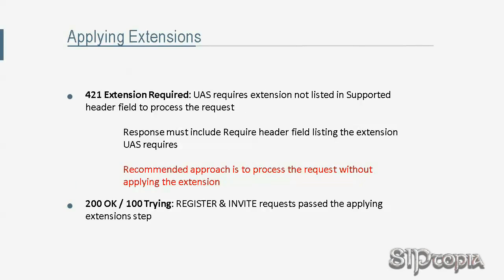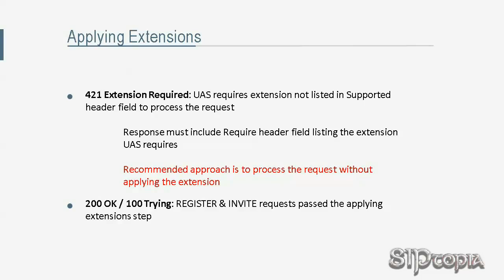As we have seen multiple times already, a user agent client could include a Require header field to list the extensions it has to have applied to successfully communicate. It is also possible that the user agent server has to have certain extensions applied in order to properly process a request. It gets a little trickier on the user agent server side though. If the user agent server wants to apply such an extension, that extension must be listed in the Supported header field in the request. Obviously, if it's not listed in the Supported header field, the user agent client doesn't support it.